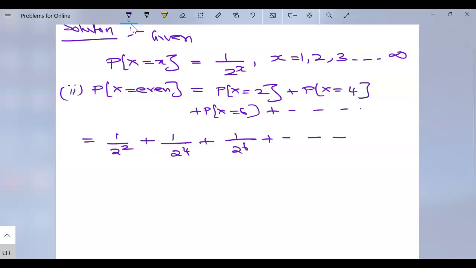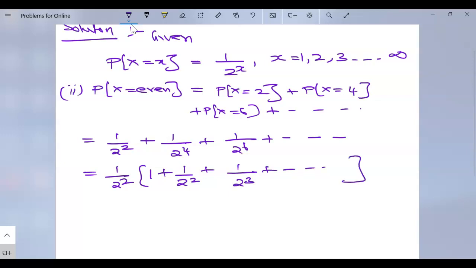Okay. Now, how do we sum this up? Because I have an infinite number of values. So what you will do here is take 1 by 2 squared outside. Always try to take the first term out fully. When I take the first term fully, I will have 1 here. 1 by 2 squared is taken. Here, 1 by 2 power 4 is there. So how much will I have? 1 by 2 squared. Okay, here 2 power 6. So it is 2 power 3 plus and so on.